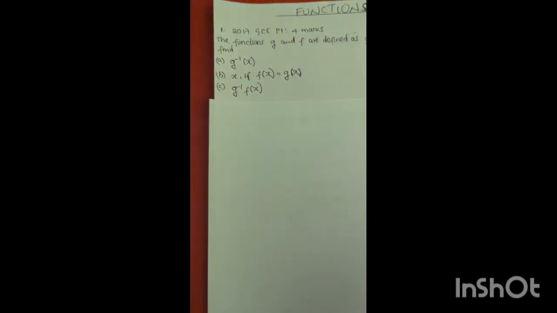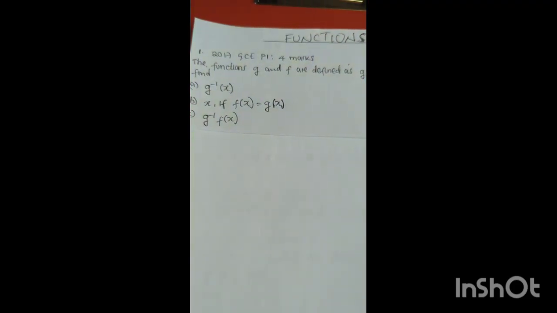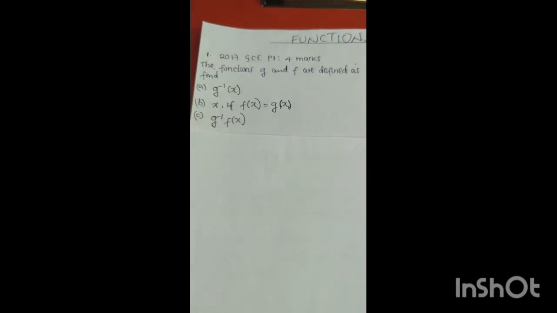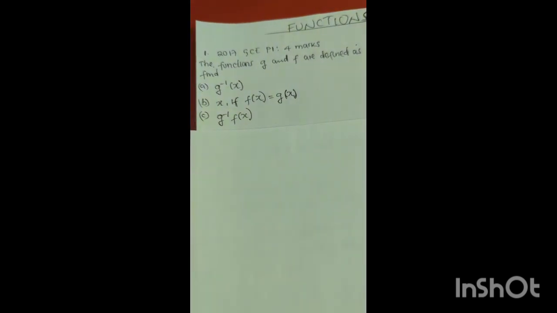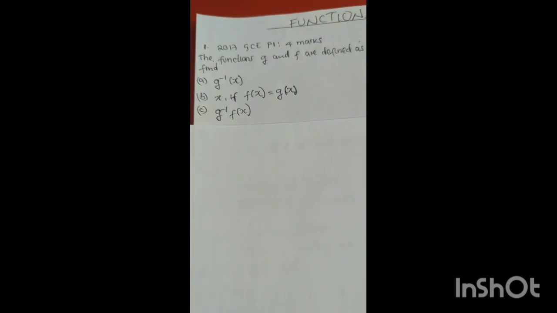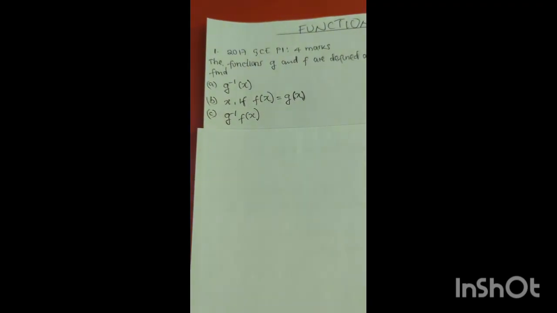From the 2017 GC paper 1, it's saying the functions g and f are defined as g of x is equal to (x minus 1) over 2, and f of x is 3x minus 5. Find number 1, g inverse of x. We know that the power of -1 means inverse, whether it's matrices or functions. Then question B: we're supposed to find x if f of x is equal to g of x. Then C: we're supposed to find g inverse of f of x.